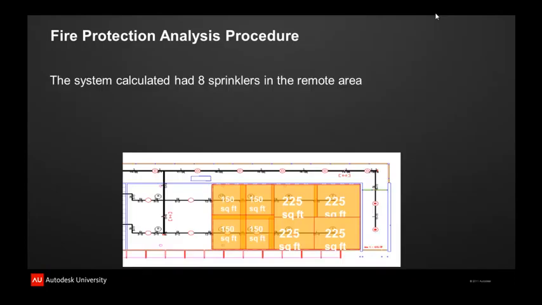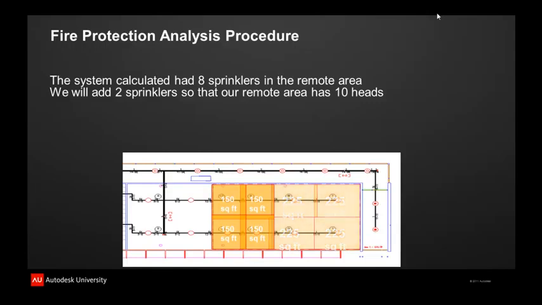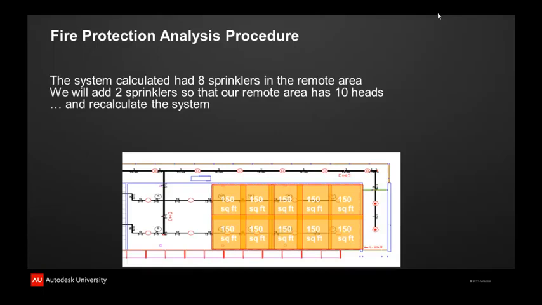So I want to take a minute and go back and reconsider the design for comparison purposes. The design that we started with had 4 heads at 225 square feet and 4 heads at 150 square feet. So we had to calculate 8 heads worth of flow through the whole rest of our system. If we were to add 2 sprinklers so that our most remote area was 10 heads and recalculate the system, some interesting things would happen.